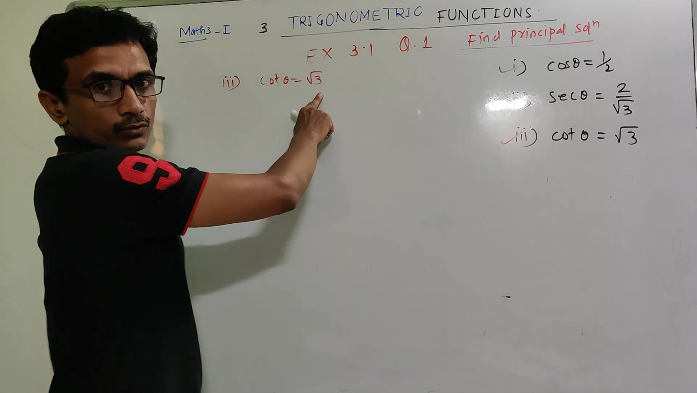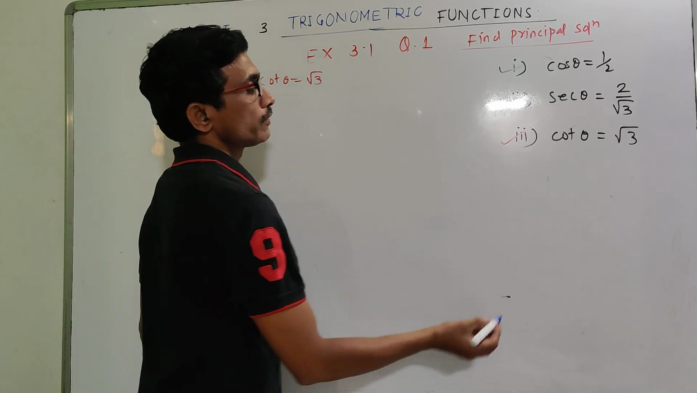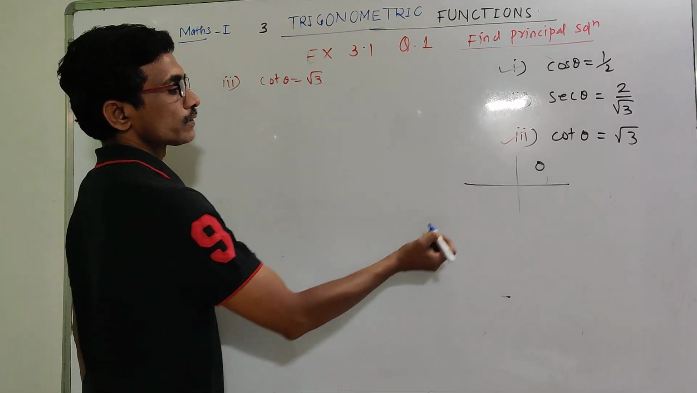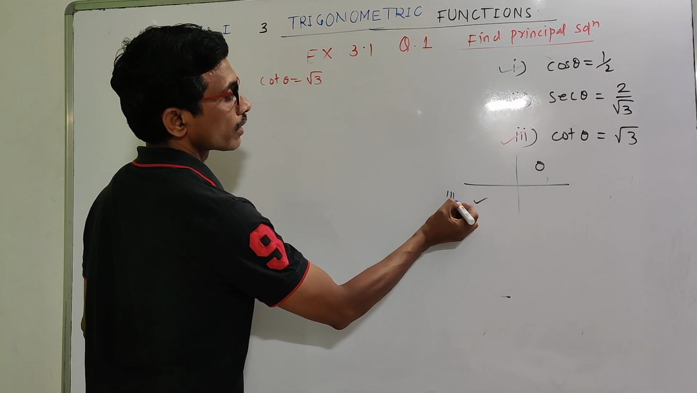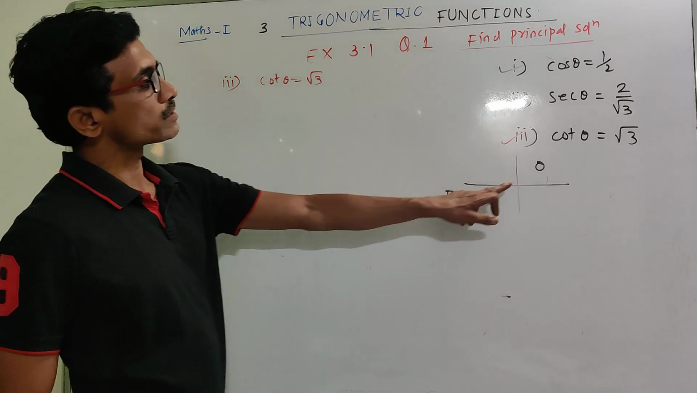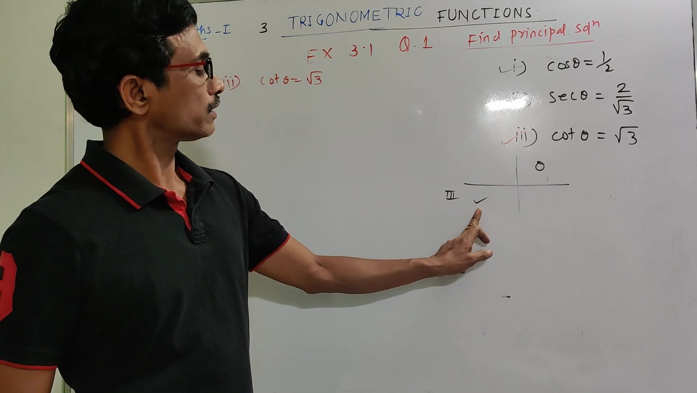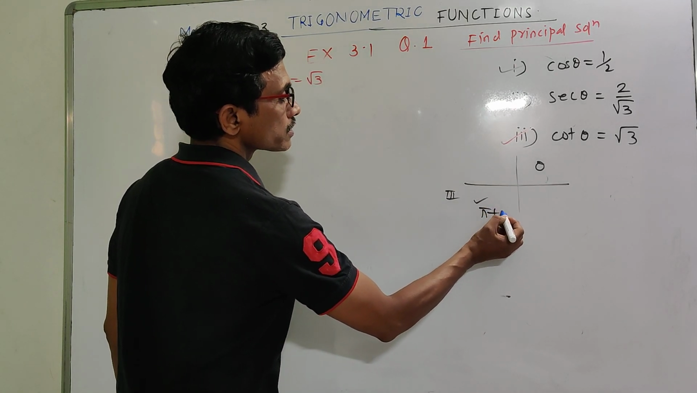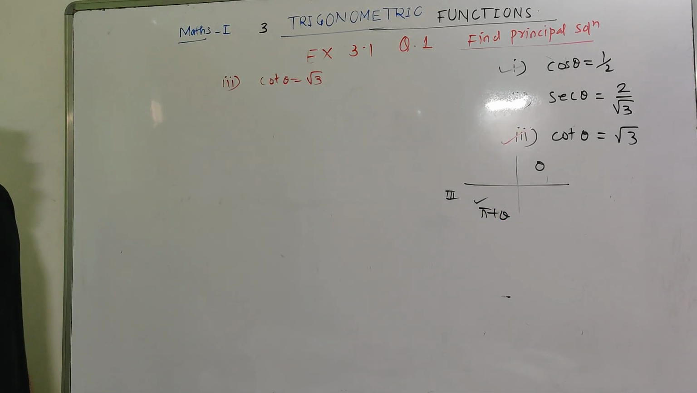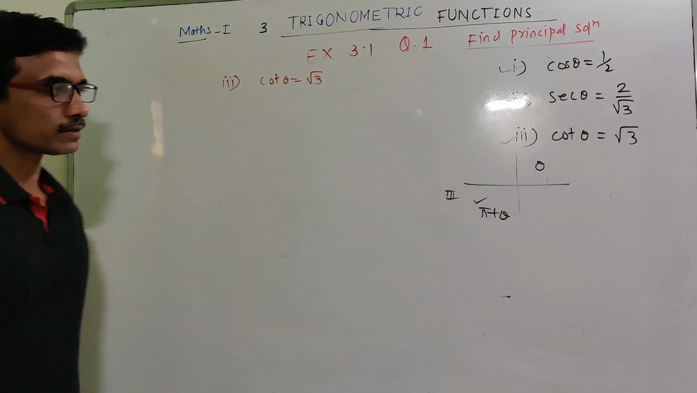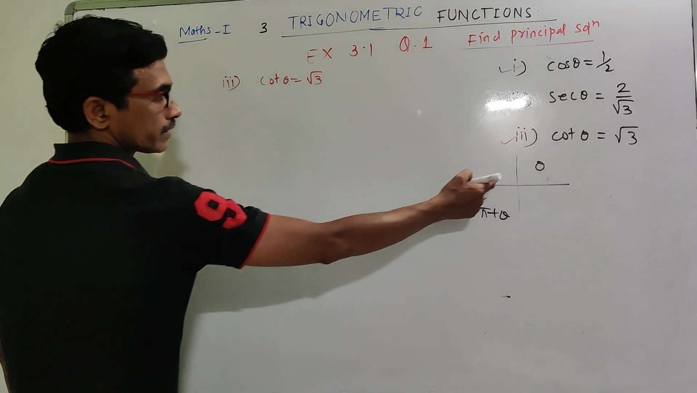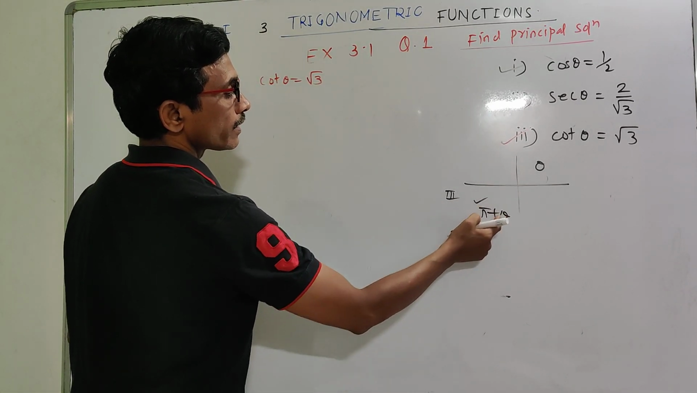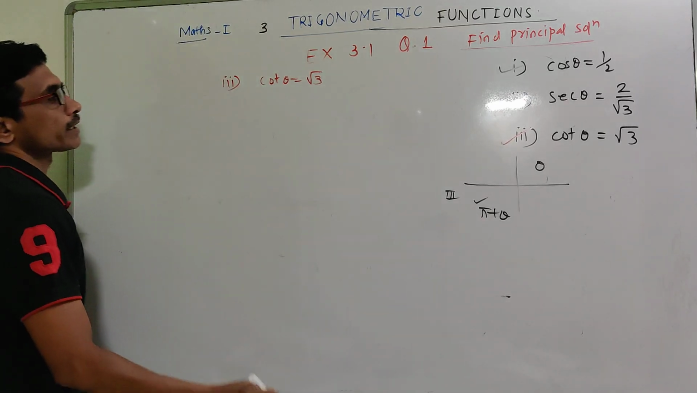Now cot is positive here. So cot is positive in which two quadrants? It is in the first quadrant as well as in the third quadrant. In the third quadrant cot is positive. This first answer is in the first quadrant and the second answer is in the third quadrant. So the third quadrant, how do we write it? Pi plus theta. This is pi minus theta and this is 2 pi minus theta.